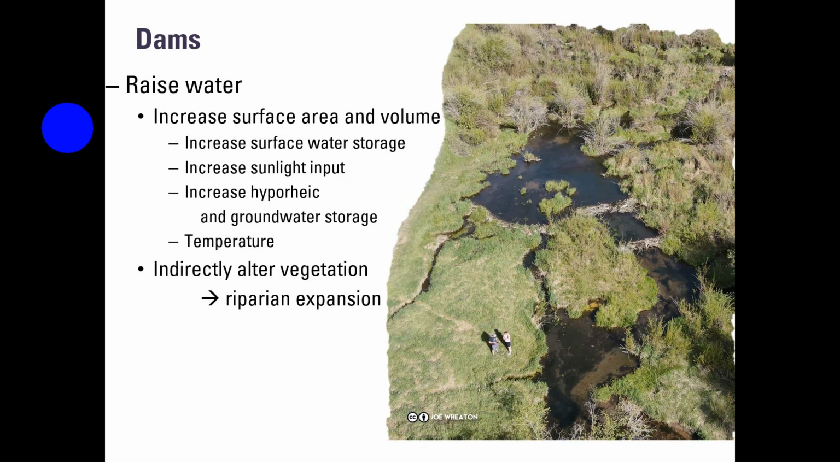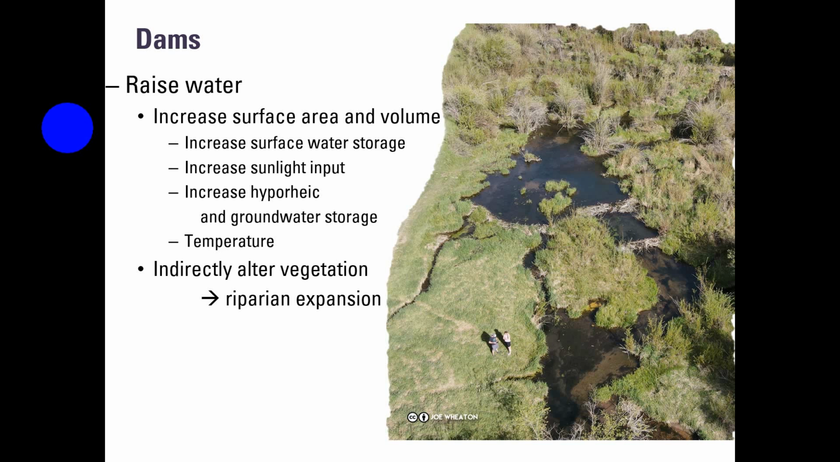Dams also raise the surface water, which increases the surface area and volume of ponds, which increases the amount of surface water storage. It increases the amount of sunlight input. It also increases hyporheic and groundwater exchange by creating these hydraulic heads, and this tends to force water into the surrounding sediments that can also act as an area of water storage that will slowly release throughout the low flow periods. All these factors are going to also affect temperature.